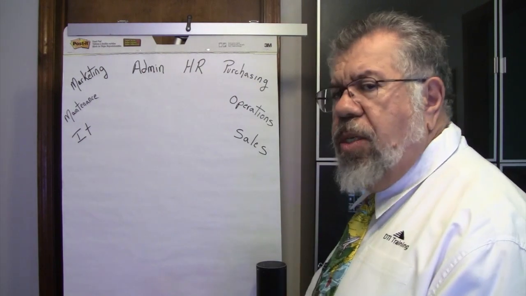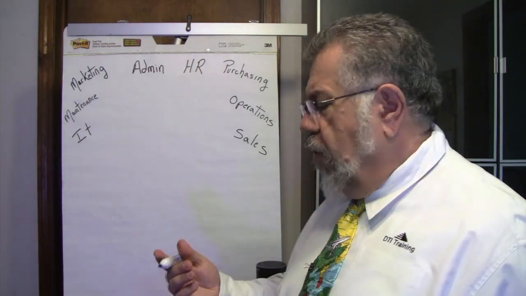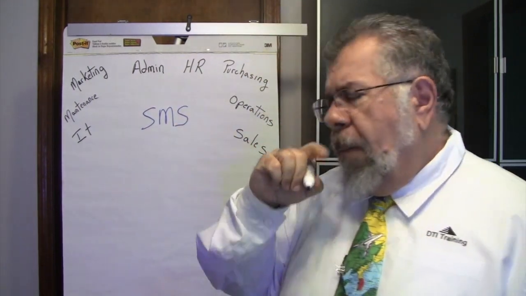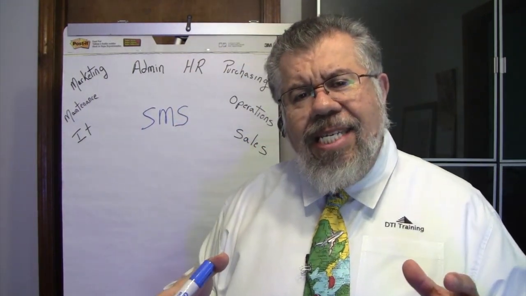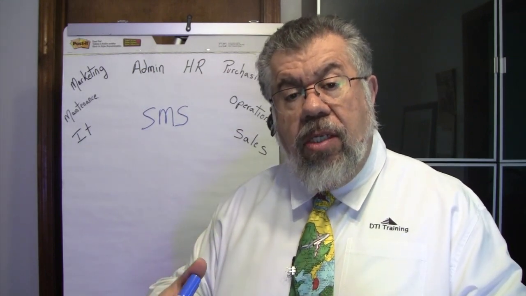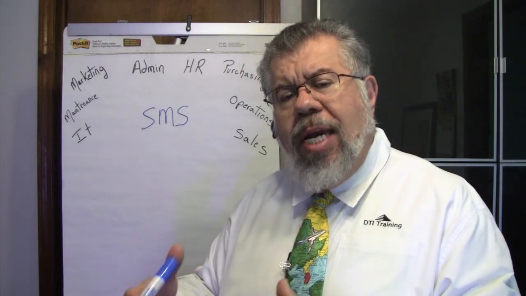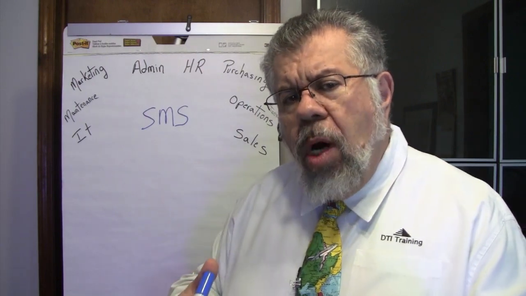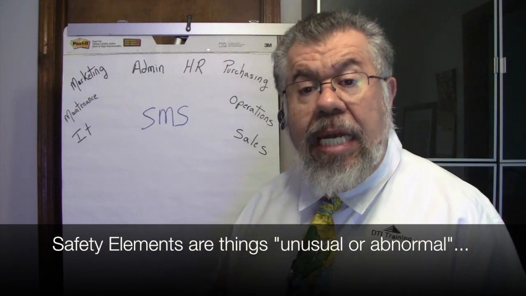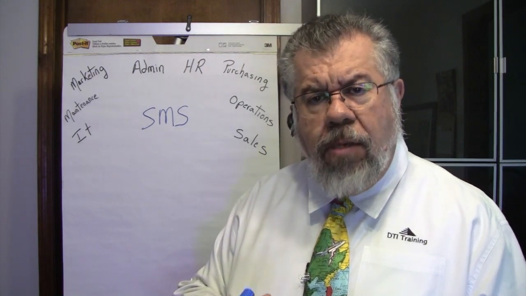Well, the safety management system is a department in the company, but it interacts with the other departments in a different way. We're going to put safety management systems in the center. Now, safety management systems is a management system that's managing safety elements. Now, what is safety elements? Safety elements are things that occur in the company that are abnormal or unusual that may lead to either a hazard or an incident. So these are the things that are the responsibility of the safety management system.